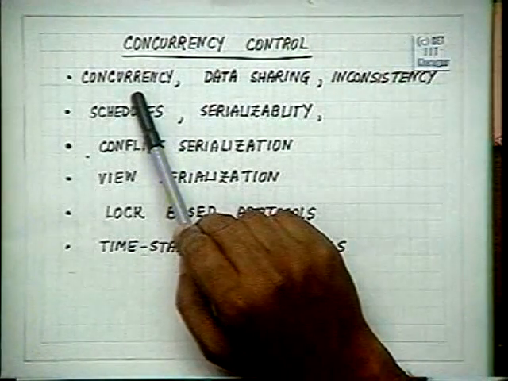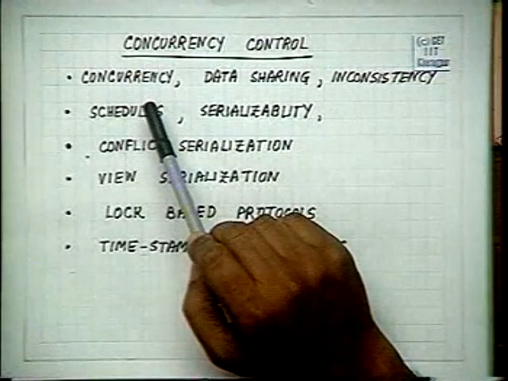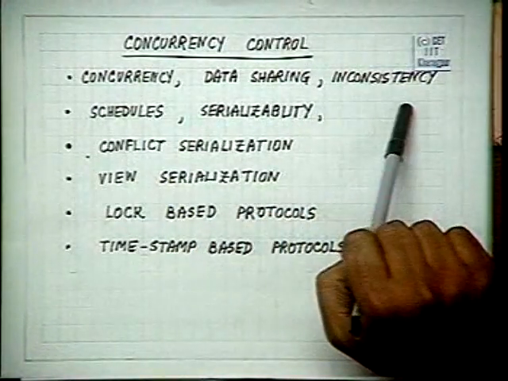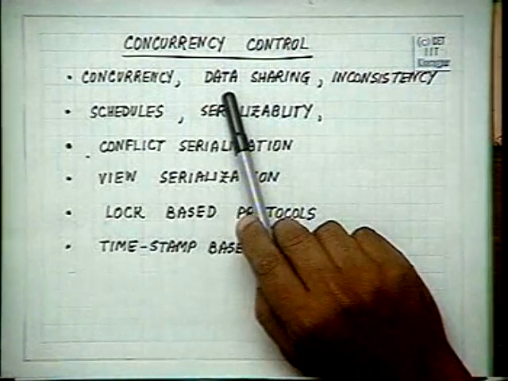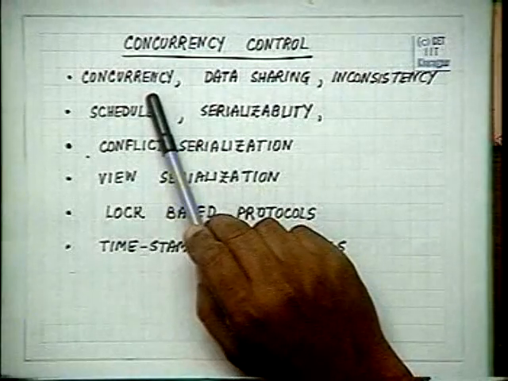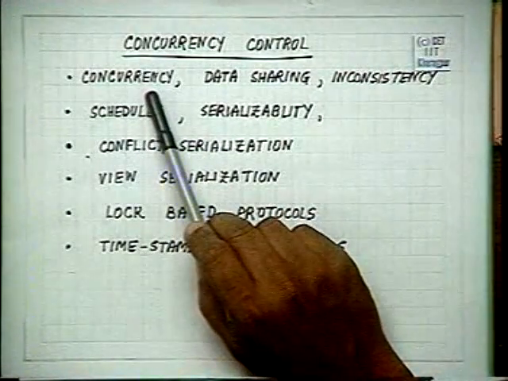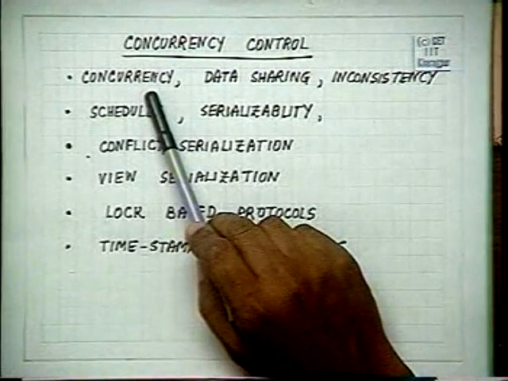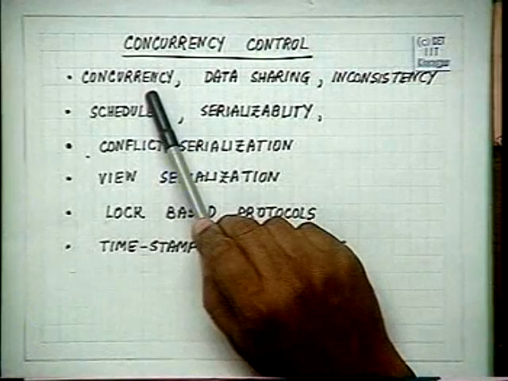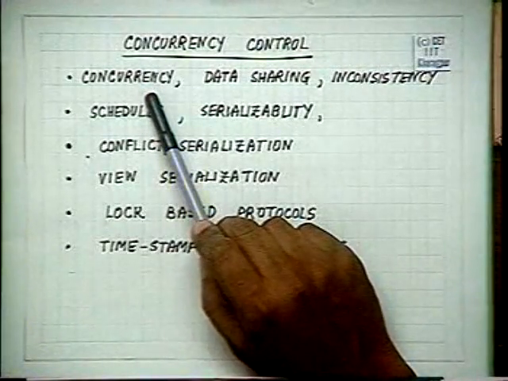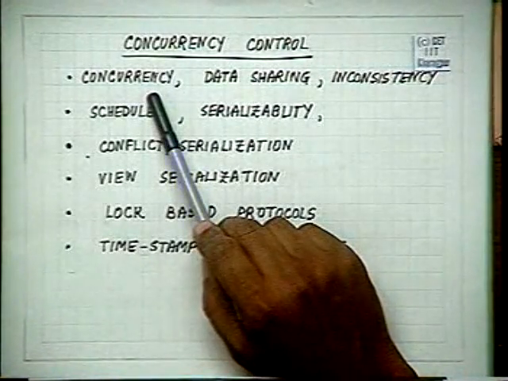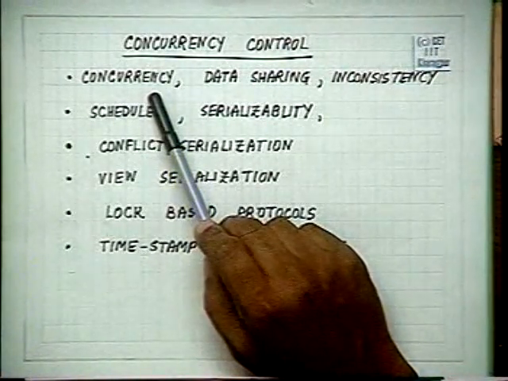But there are problems which arise due to this, and the first problem is the problem of inconsistency which arises due to the sharing of data. In a concurrent database management system, we have a number of transactions which are currently in the active state. So they are all active, but only one of them may be running at a time on a single processor. On a multiprocessor, more than one of them may be running at a time, but they are in active states.